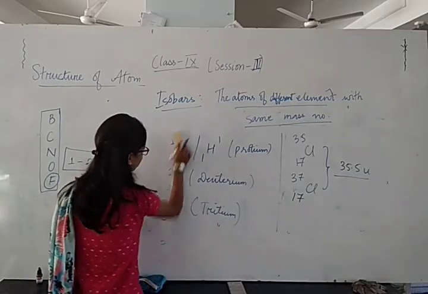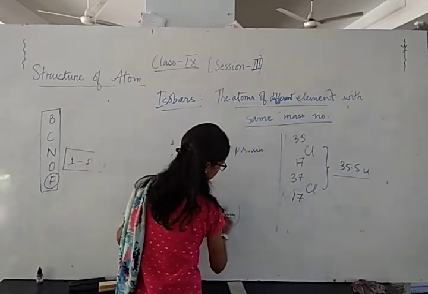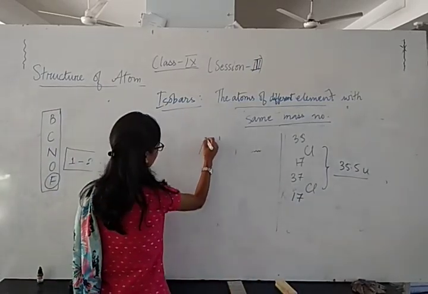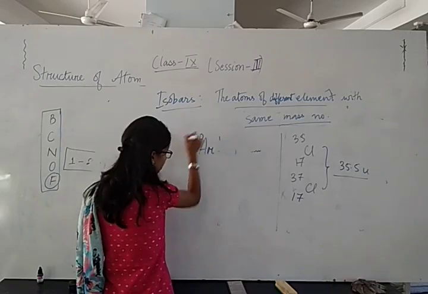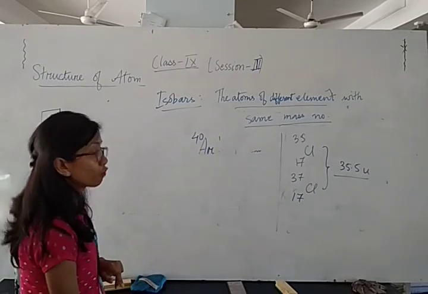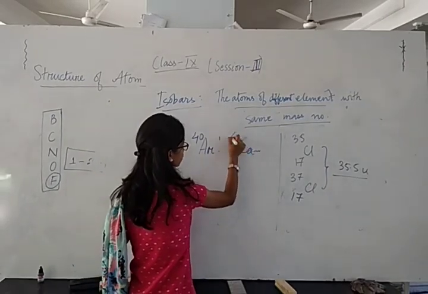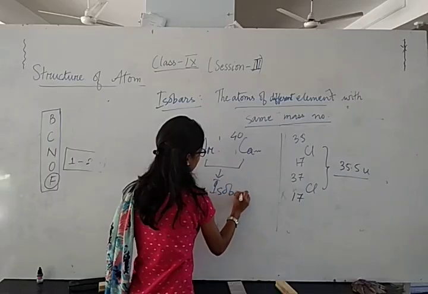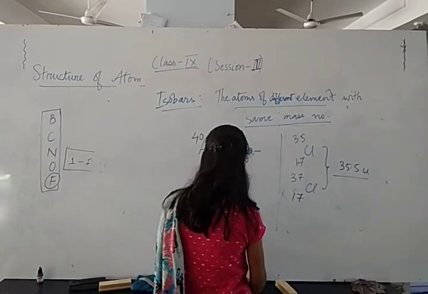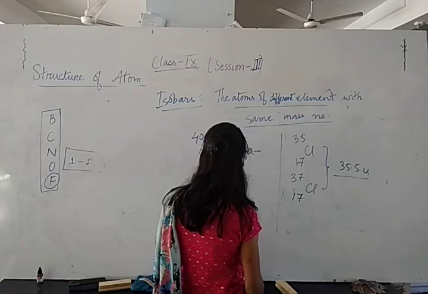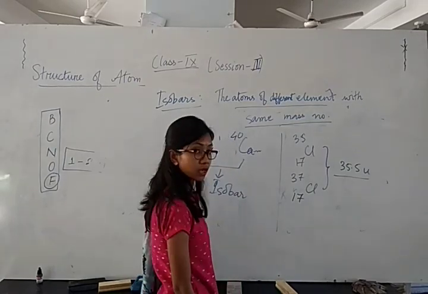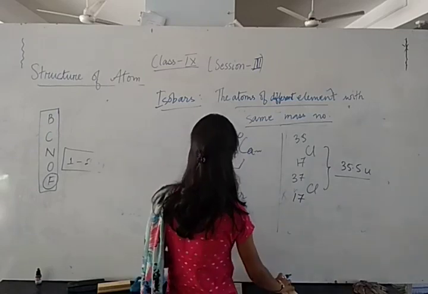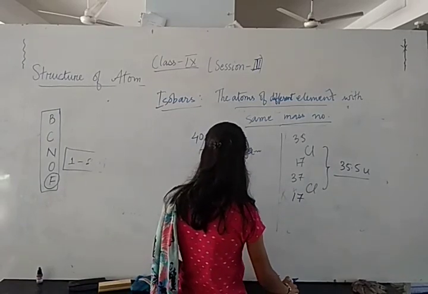See, what are some examples of isobars? Two to three examples are enough for you. Argon: the mass number of argon is 40. And calcium is also 40. So these two are known as isobars. I think it is clear to you what an isobar is. Atoms of different elements with the same mass number are known as isobars. So these are some examples of isobars.